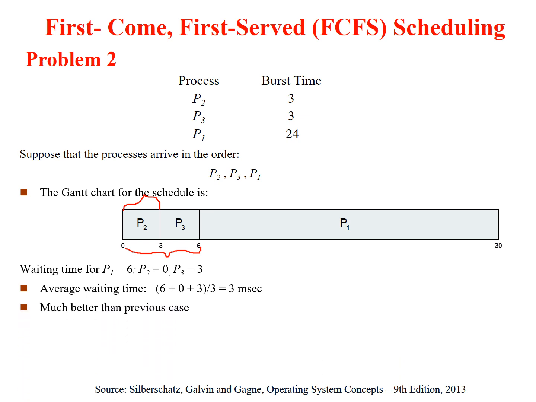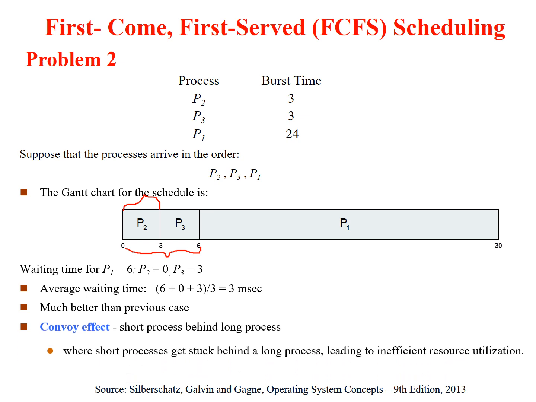So in FCFS, we should understand a term called convoy effect. It is happening because of a short process behind a long process. That is, if a short process is stuck behind a long process, it leads to inefficient resource utilization. That is the convoy effect.